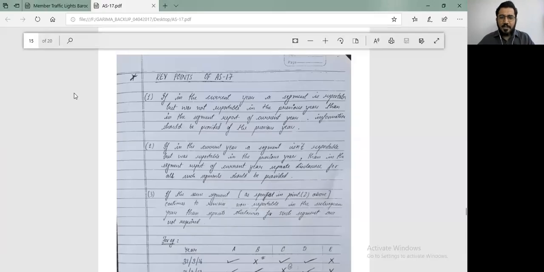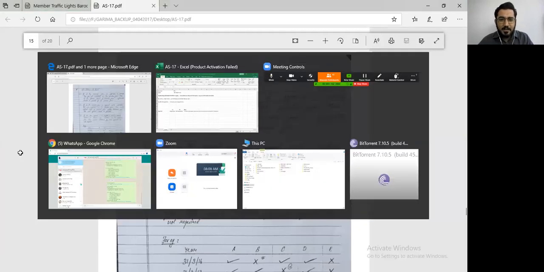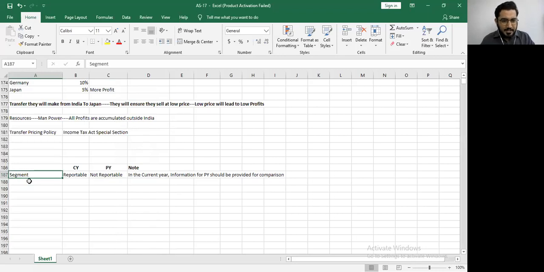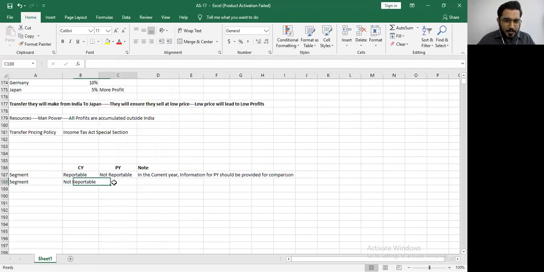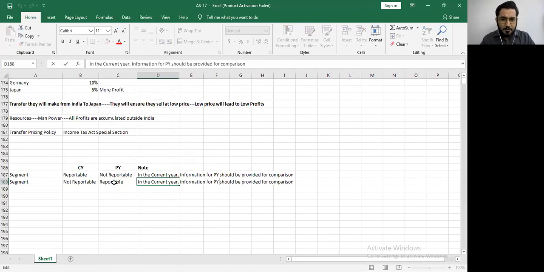Look at the second point that they've given. If in the current year a segment is not reportable but was reportable in the previous year, then in the segment report of the current year, separate disclosures for all such segments should be provided. Now let's look at the other situation. A segment is not reportable in the current year, but it was reportable in the previous year. Then in the current year, such a segment should be separately disclosed for comparison.